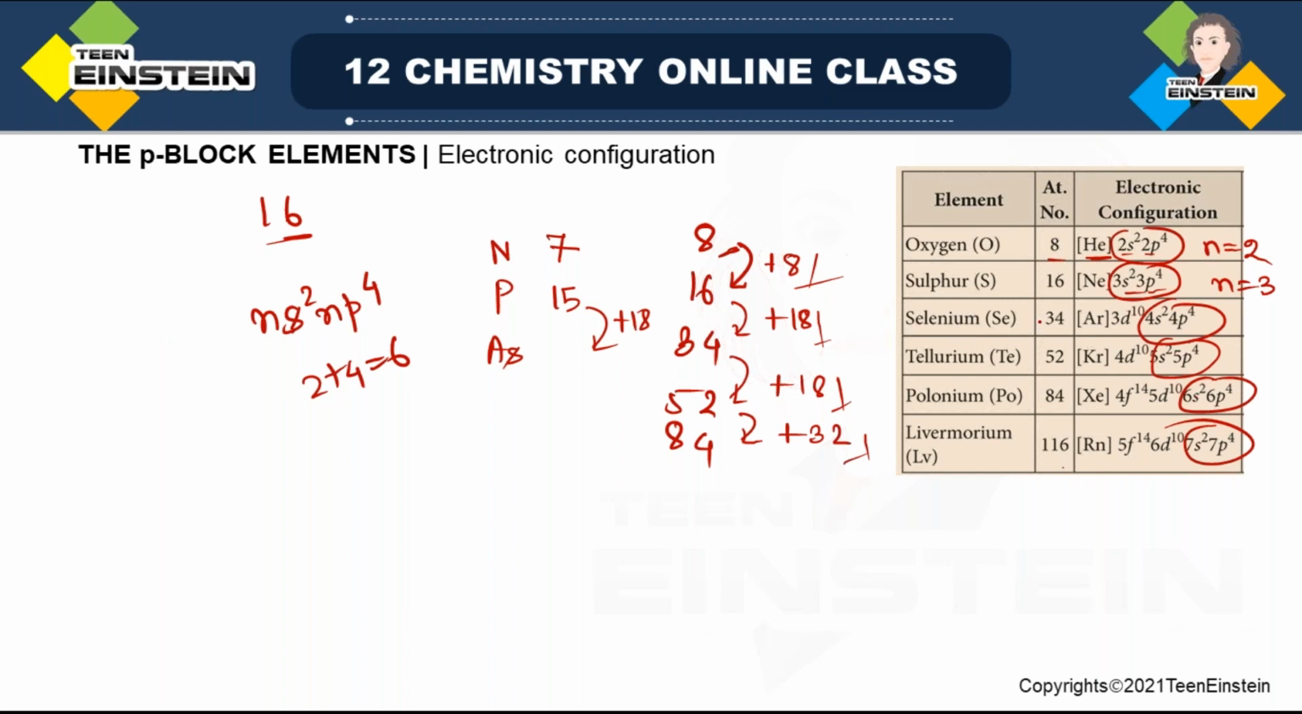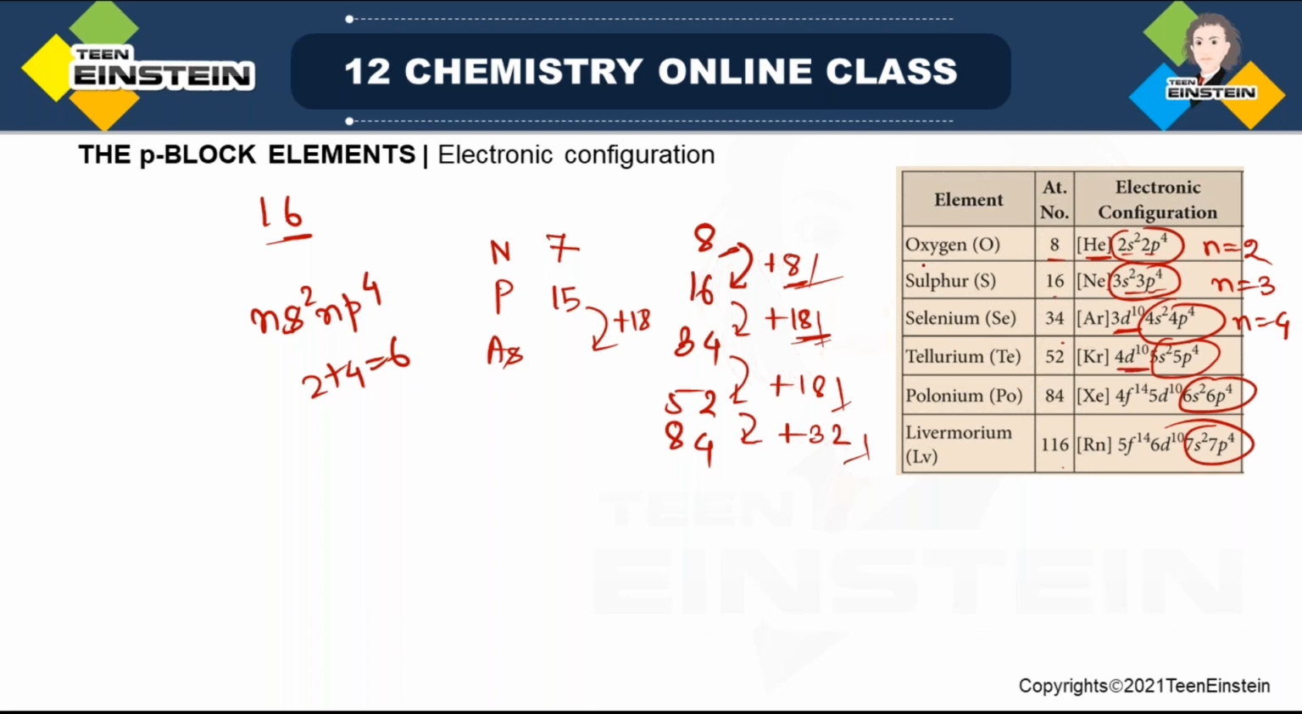Now when you are moving from third period to fourth period, what is the difference? Here you have 10 electrons extra. That is the reason when we move from 16 to 34, you are adding 18. That means 10 electrons extra compared to 8, and that is because of the 10 d electrons. So now you have the presence of 3d electrons. When you are moving from fourth period to fifth period, from selenium to tellurium, now also you have 10 d electrons.